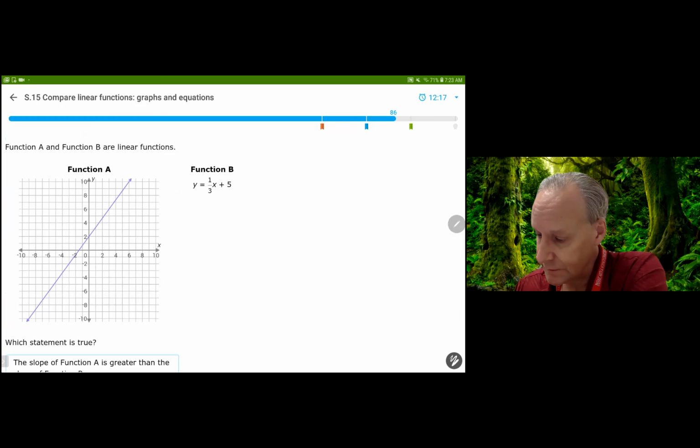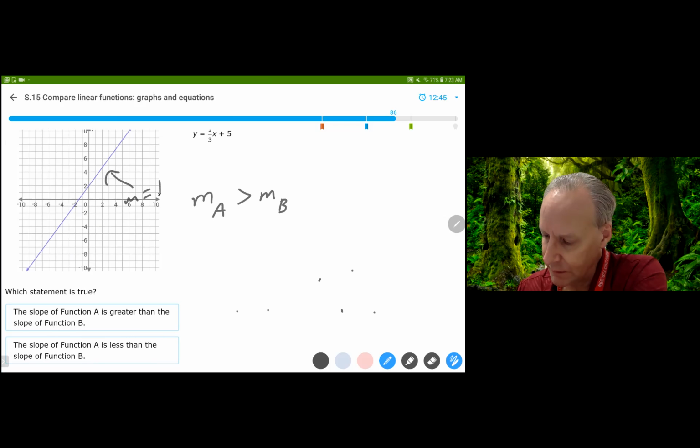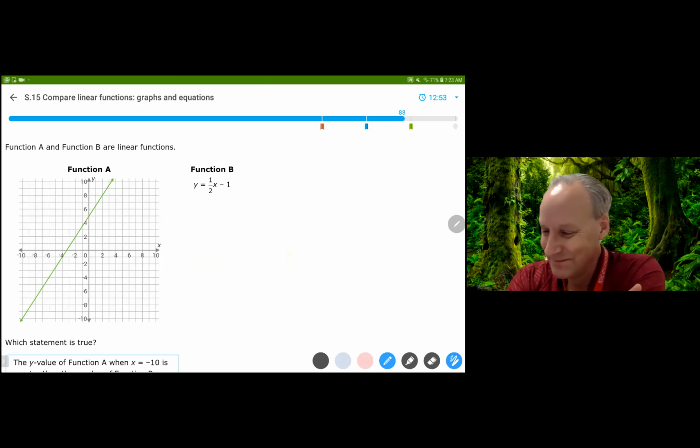All right, so I've got to be a little more careful. Looks like we're comparing the slopes. This is a slope of 1. This one, slope is 1/3. So the slope of function a is larger than the slope of function b. I'm going to write it like this. The slope of function a is greater than the slope of function b. Then I won't mess it up. 1 is bigger than 1/3. And we want to compare, oh, that's all we had to do. I can't believe I did that. It's nice to make an error every once in a while, I suppose.